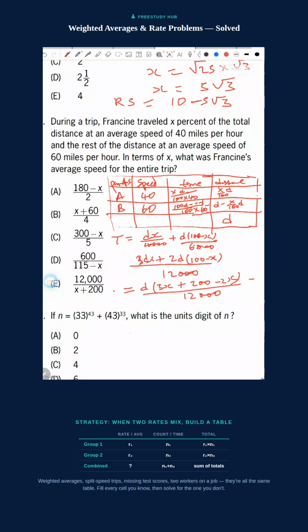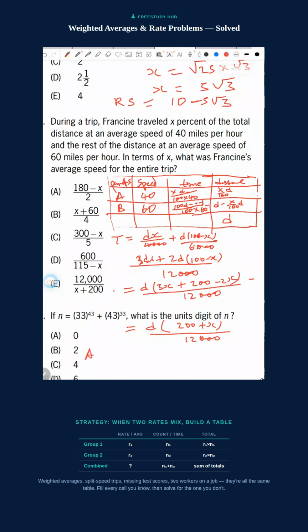We are even going to borrow space. 3s minus 2s, what is 3s minus 2s? Thank you. So we now have d bracket 200 plus s over 12,000.